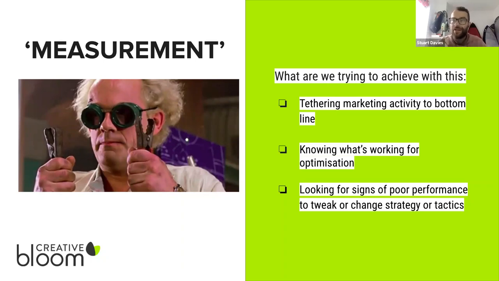We're also looking for signs of poor performance related to our marketing, so we can change our strategy and tactics accordingly. As well as knowing what's working, and therefore doing more of it, we also need to understand what maybe didn't work, maybe do less of that, or what the reasons were why that didn't work. The process of measurement helps inform our strategies and tactics for marketing.